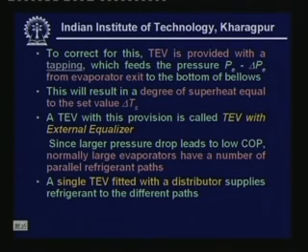Even then, a single thermostatic expansion valve fitted with a distributor supplies refrigerant to the different paths. That means if you have an evaporator with multiple paths, you don't have to have many thermostatic expansion valves. A single expansion valve is enough, but you have to use a distributor along with the thermostatic expansion valve, which will distribute the refrigerant into different paths.